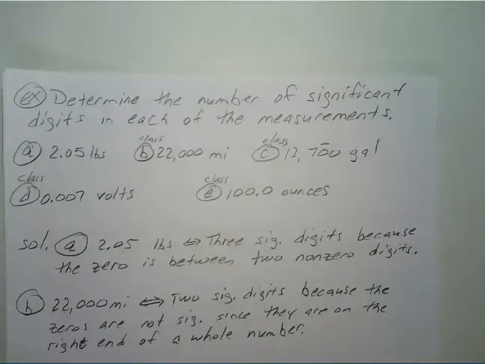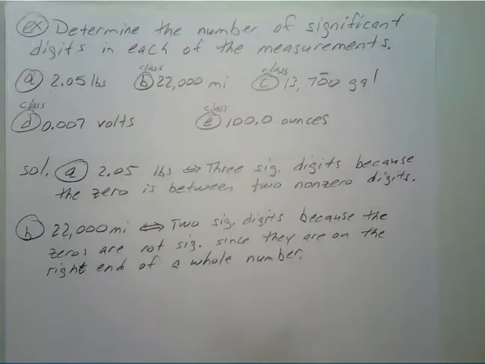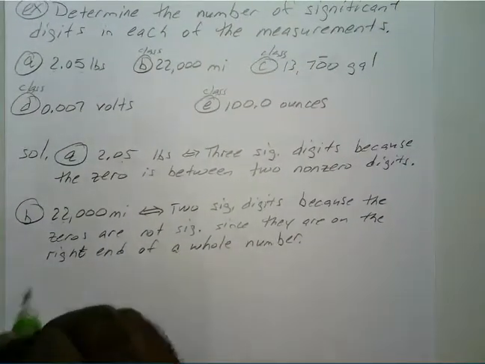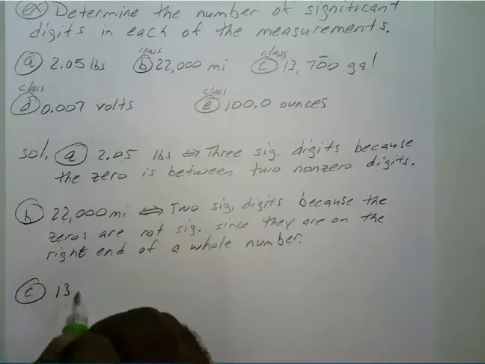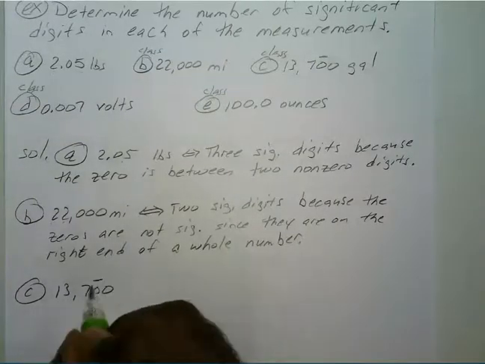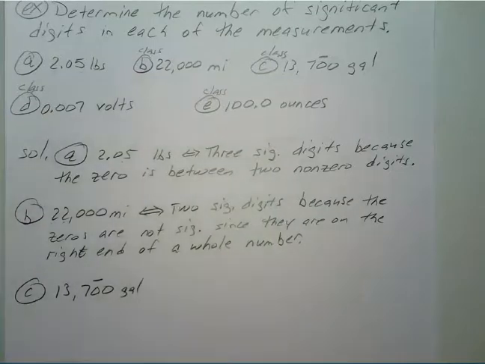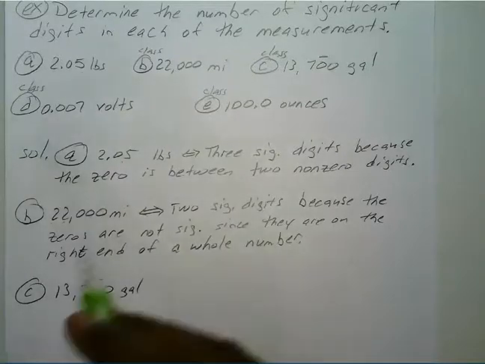All right, so all of those rules are pretty specific. It just takes a little bit of practice. Okay, so for problem C, you have 13,700 and the bar is over the middle zero. Okay, so here we see we have 4 significant digits.